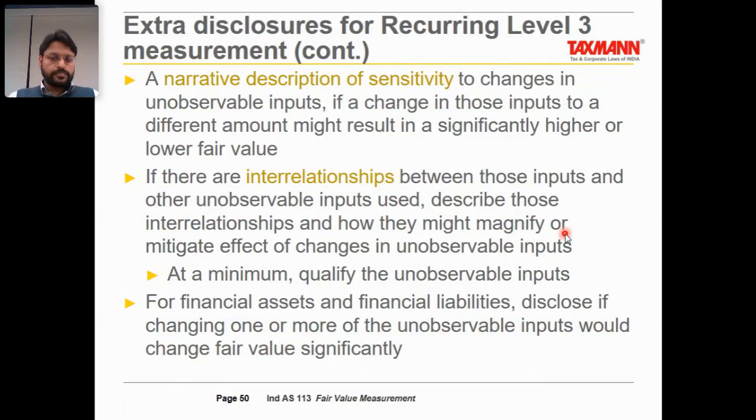For financial assets and liabilities, disclose if changing one or more unobservable inputs would change the fair value significantly. So if any particular input, say discount rate, future growth rate, CAGR, is material enough that a slight change in the attribute may result into a significant change in the fair value, that fact needs to be disclosed along with the change impact. So that is all about disclosures you need to present.